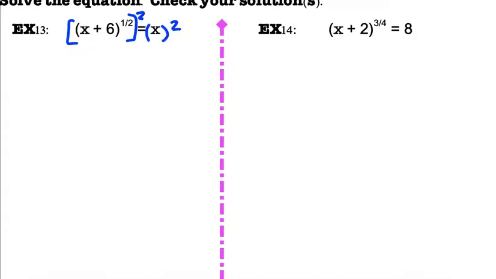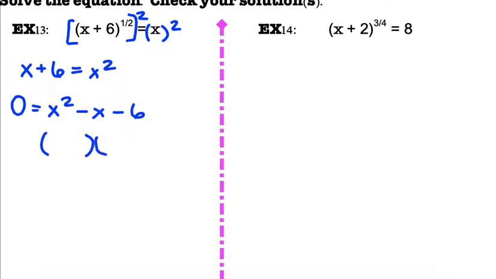So x plus 6 equals x squared. Move everything to one side. You get 0 equals x squared minus x minus 6. Factors of 6 that give me -1 would be x minus 3 and x plus 2. If I set those both equal to 0, I get 3 and -2.